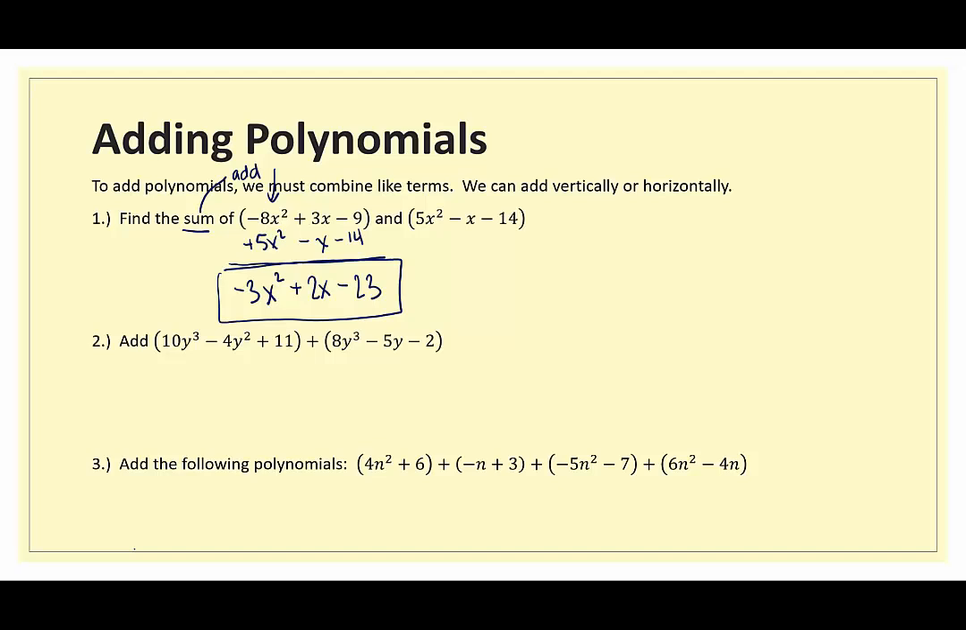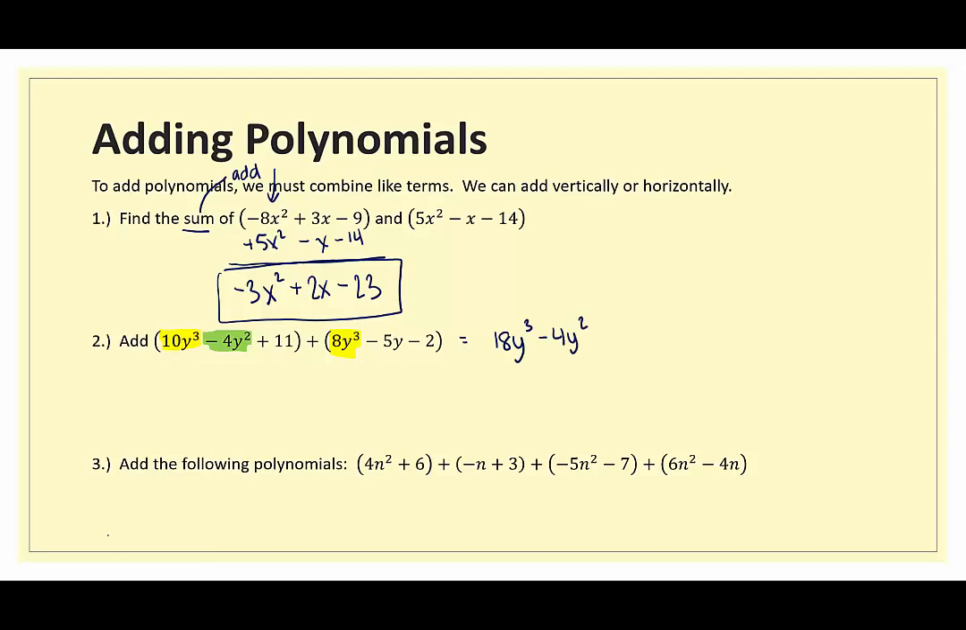Okay, I'm going to keep these horizontal. I'm going to use my highlighter and I'm going to say 10y cubed is like terms with 8y cubed. And when we go to add 10y cubed and 8y cubed, they're both positive, and 10 plus 8 is 18, so we have 18y cubed. Next up, I'm going to look at my y squareds. I have this minus 4y squared. I don't see any other y squared, so minus 4y squared doesn't have any like terms. We're simply going to move it over to the sum. So I'll say minus 4y squared.